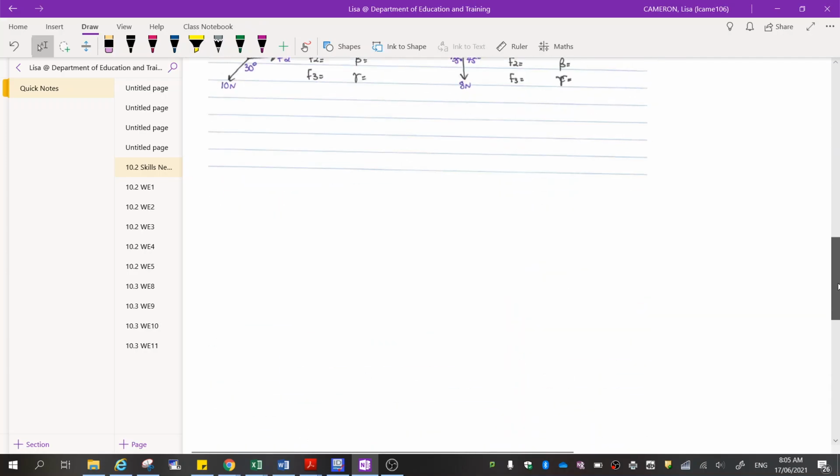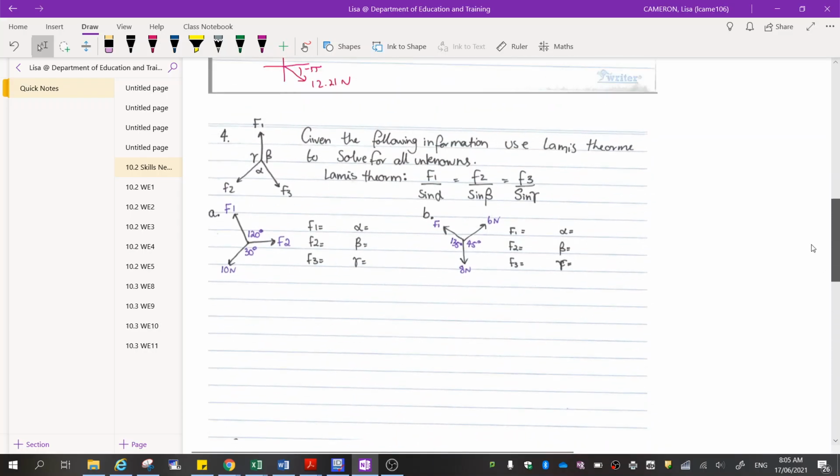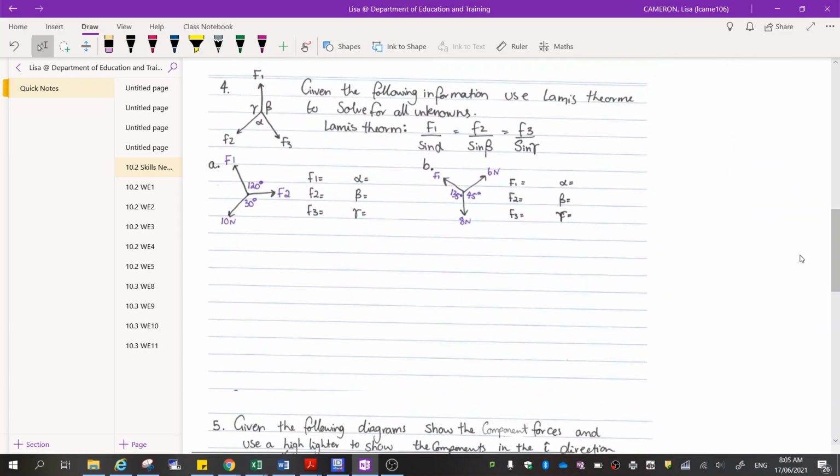Now, I swear that there is more to this. Oh, yeah, we skipped question 4. Okay, so question 4 is Lamy's formula. It is a very convenient thing to have because it's using sine rule to solve for stuff.